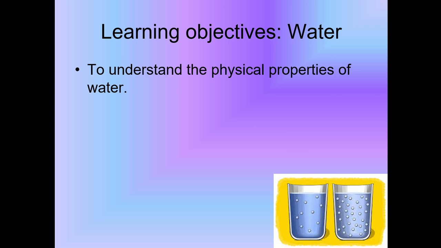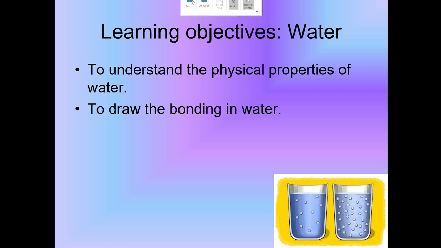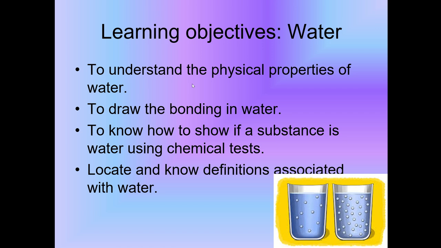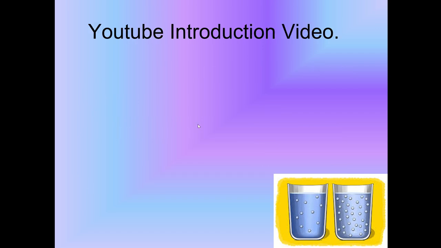So we need to be able to understand the physical properties of water. Most of us should know that already. We should be able to draw the bonding diagram, the dot cross diagram, in water. Again, we should all know that; we probably just need to refresh over it. We will need to know how to show if a substance actually contains water, so there are some chemical tests that you have to be aware of. Again, you've actually already done them. And we will have to know several definitions that are associated with water.